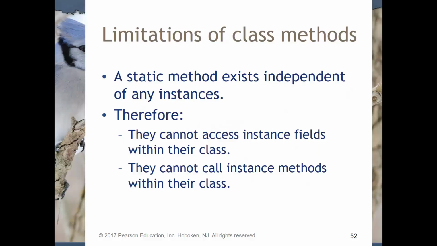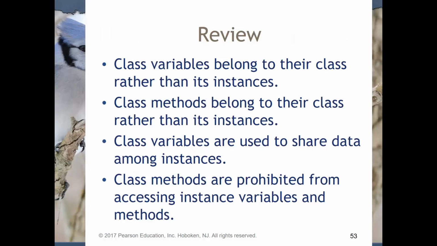Limitation of class methods. A static method exists independent of any instance. We talked about that before. Static is static is static. Method or variable doesn't matter. They cannot access instance fields within their class. Why? Because they're at the class level, not at the object level. Instances are copies of the object. Remember that. And they cannot call instance methods. Why? Because they're not part of an instance. They're part of the class. And that is one of the largest debugging headaches that you'll have if you make that mistake, because you won't necessarily remember it.